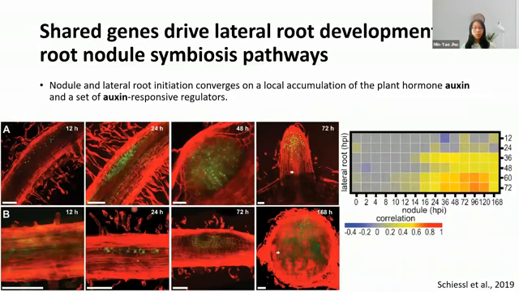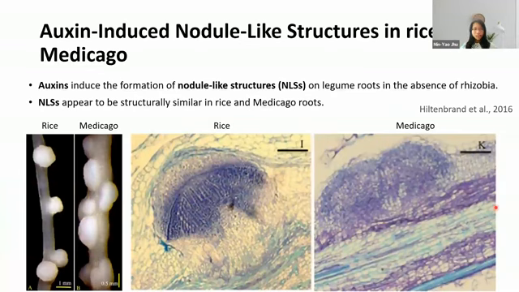Based on several previous studies, we know that nodule organogenesis shares a lot of similarity with lateral root development. Both processes have similar genes activated, especially in the early stage of initiation. The plant hormone auxin also plays a very important role in both developmental processes. Several previous studies also mention auxin-induced nodule-like structures. We say nodule-like structure because it's kind of an intermediate between lateral roots and nodules.